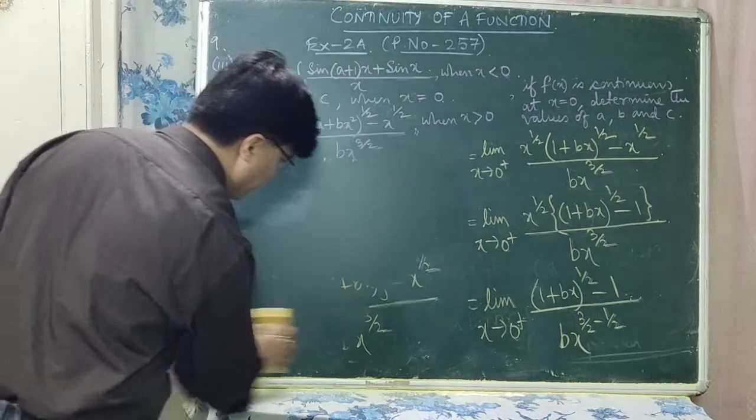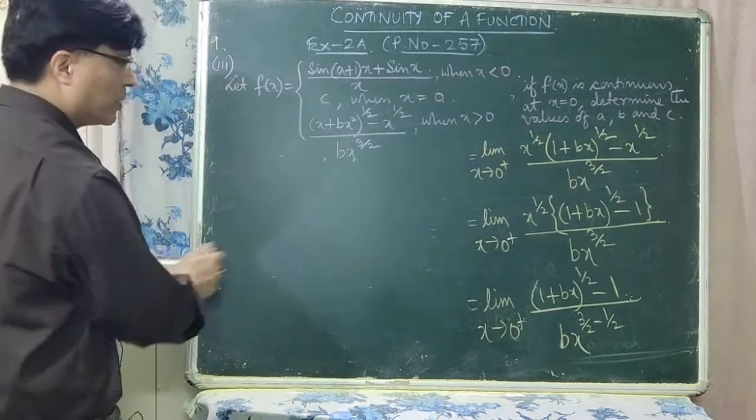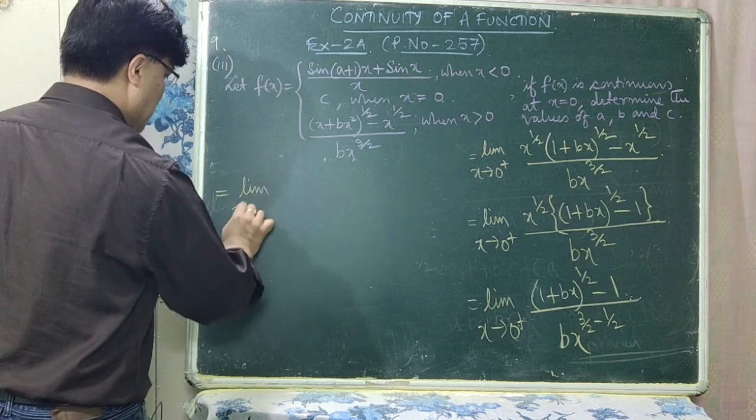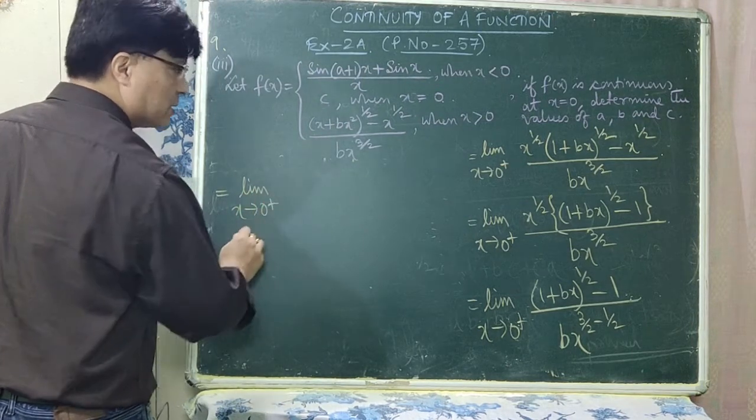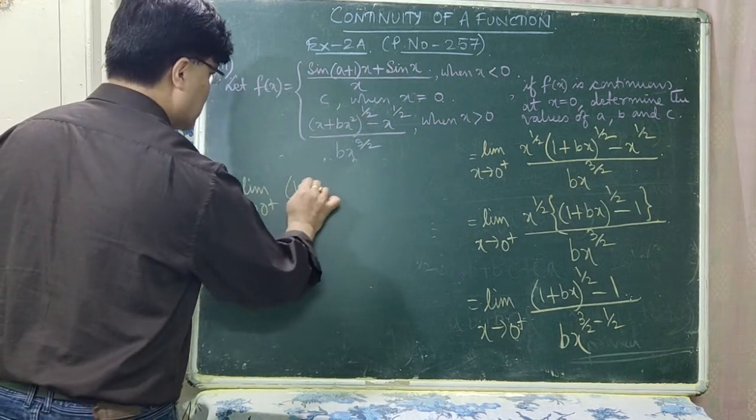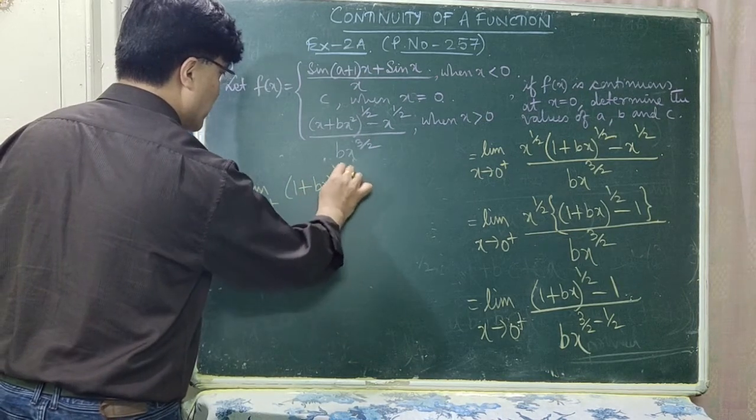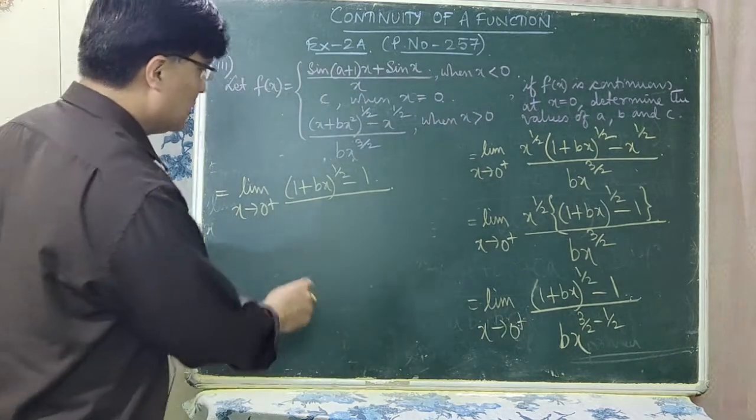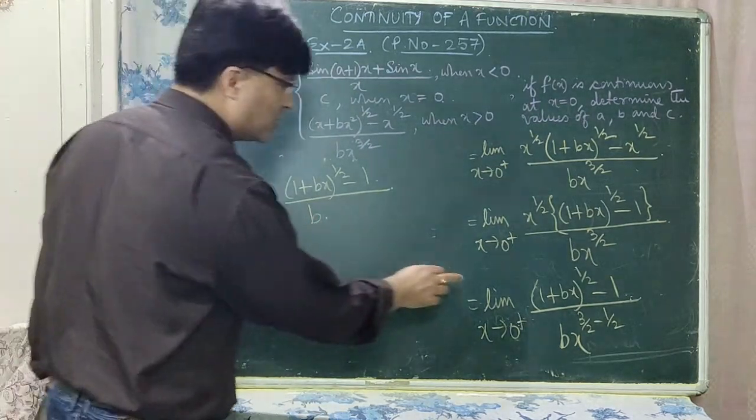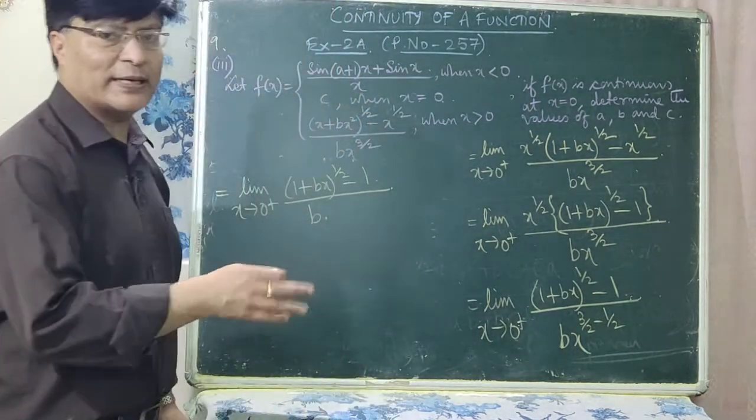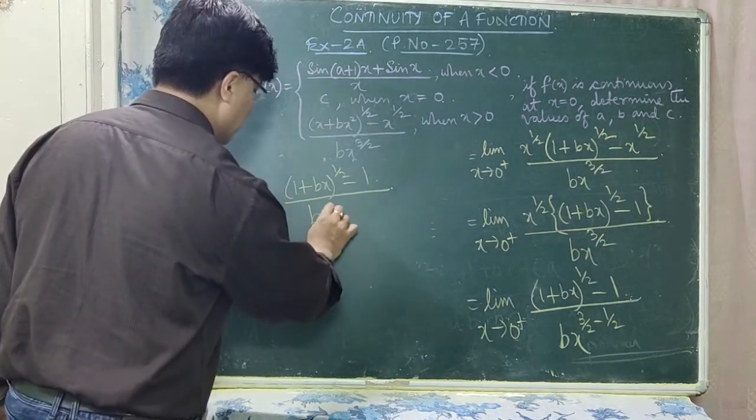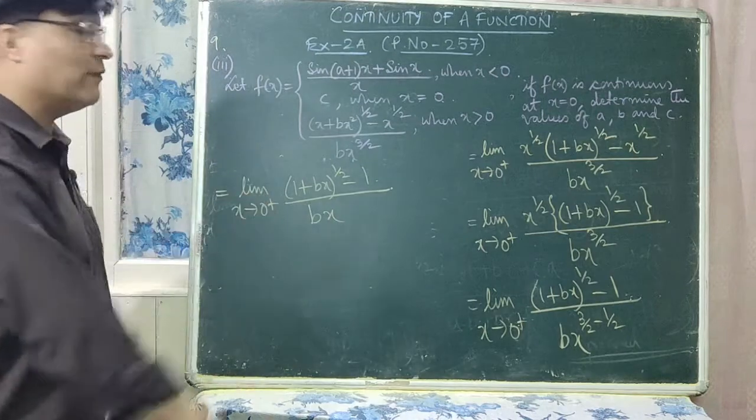So let us simplify it further now. So which is equal to limit x tends to 0 plus, (1 plus bx) whole to the power half minus 1, divided by, now in this case, b into what is x to the power? 3 by 2 minus half, 2 is the LCM, 3 minus 1, 2 by 2 is 1. So it is only bx. So how can you evaluate this limit now?